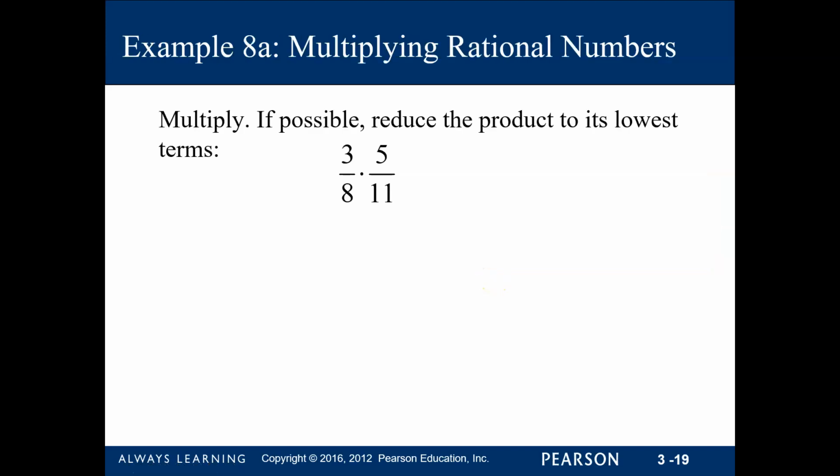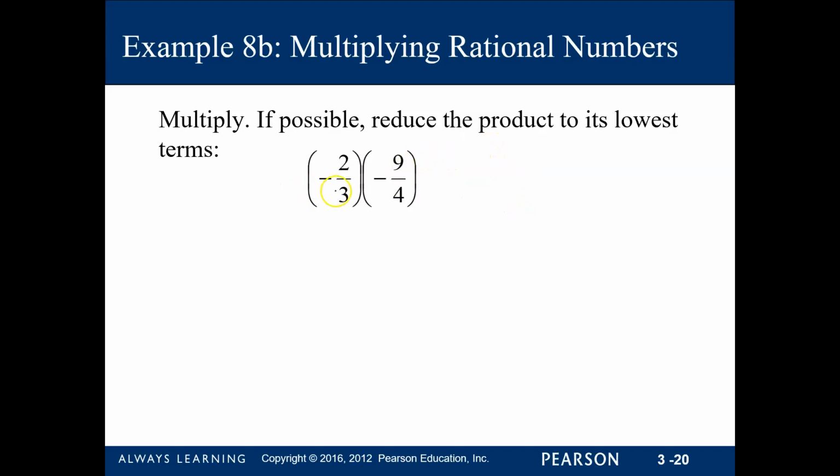So in this case, we have 3 over 8, 3/8 times 5 over 11. Again, simply multiply across: 3 times 5, which is 15, 8 times 11, which is 88. Nothing is common between the two, and so we can have that as our final answer. All right, let's have the next one.